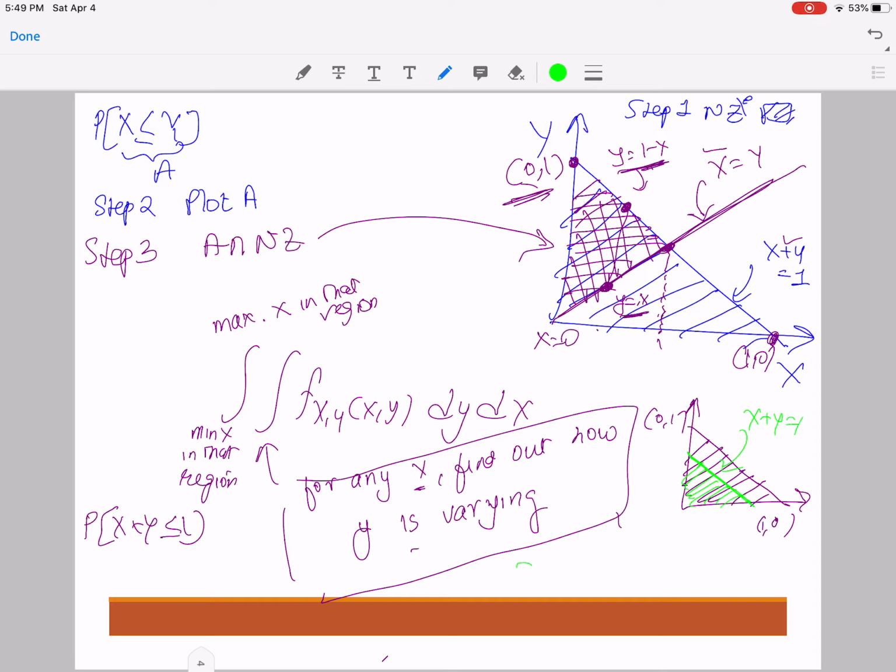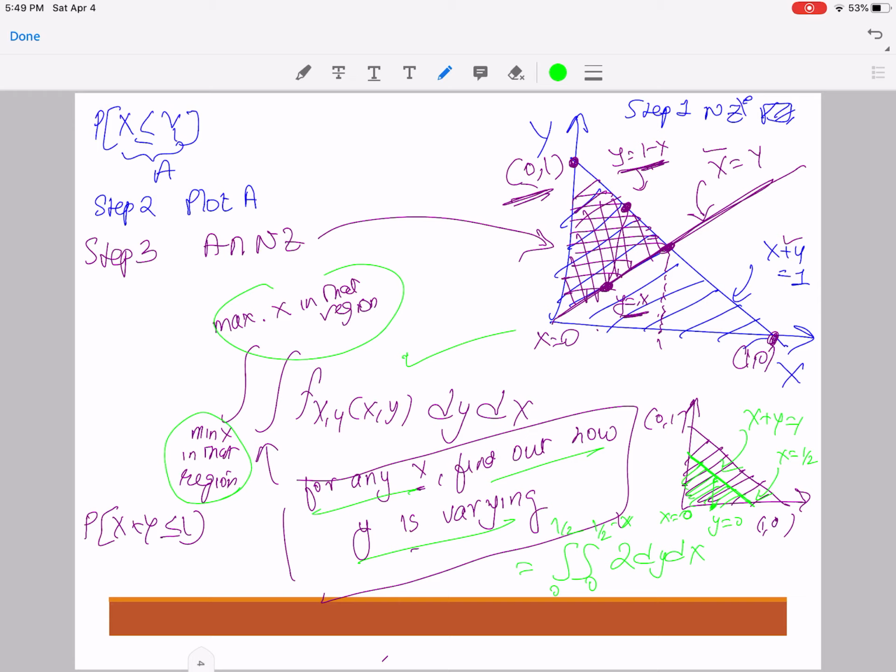So when I find the limits of integration, let's say I integrate with respect to y first. So for any x, find out how y is varying. So in this region, for any x, y varies from 0 till 1/2 minus x. That's how y is varying. Then for the outer integral, the limits will be from minimum x to maximum x. X in this region is minimum at x is equal to 0, and it is maximum at x is equal to 1/2. So those will be the limits of outer integration. So you are going to use this methodology to identify the limits of integration.